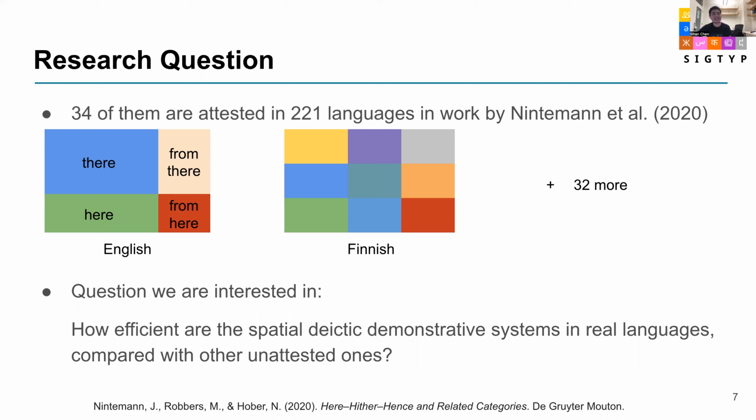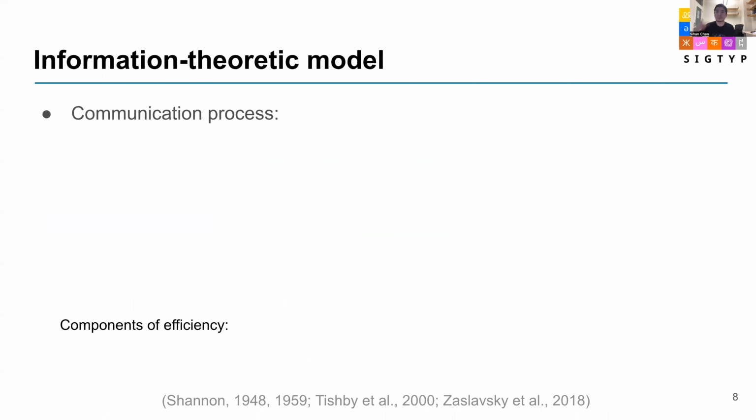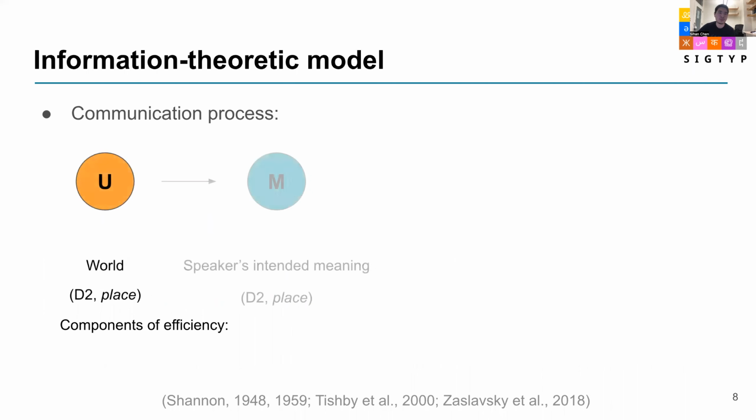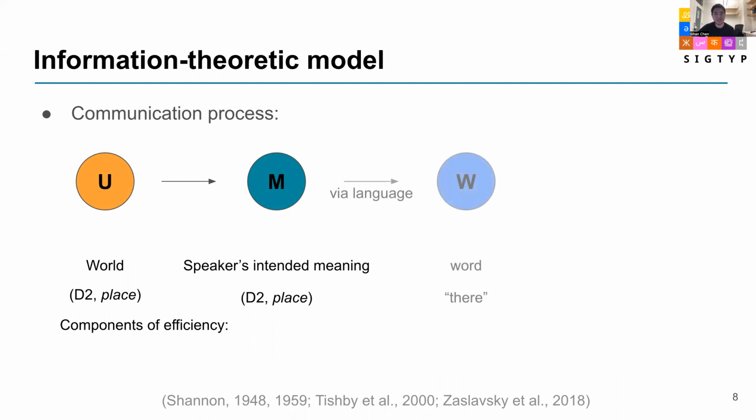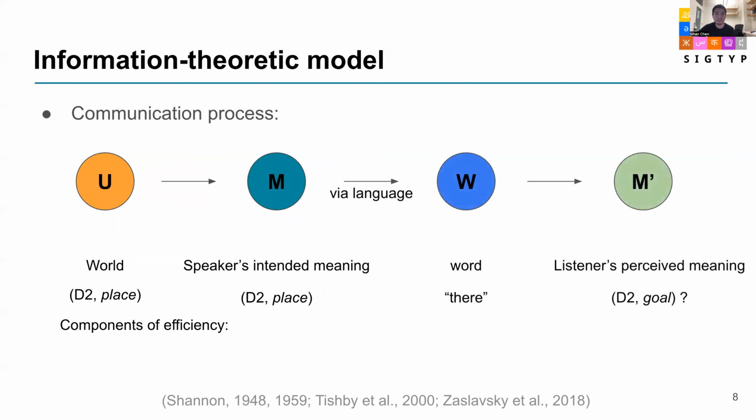With their data and our model, we now ask the following question: how efficient are the spatial deictic demonstrative systems in real languages compared with other unattested ones? Okay, so what do we mean by efficiency? Let's do a quick overview of the communication model here. The speaker sees a world state U and forms a mental representation M. Then the speaker articulates a word W, depending on the language, and the listener recovers the meaning M prime based on the word.